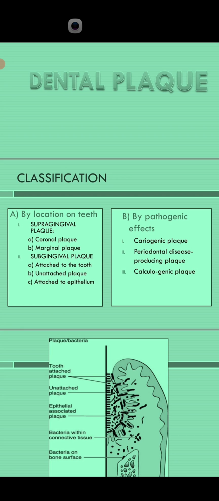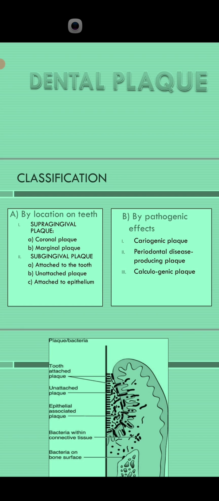Supragingival plaque is divided into two types: number one is coronal plaque and second is marginal plaque. If dental plaque is present on the crown of the tooth above the gingiva, it is known as coronal plaque. If supragingival plaque is present on the cervical margin of the tooth, it is known as marginal plaque. Now come to the subgingival plaque types. There are three types of subgingival plaque. Number one is attached to the tooth below the gingiva. Second is unattached plaque, and third is attached to epithelium. Now look at this diagram: there is a tooth with attached plaque. Next is the unattached plaque below, and next is the epithelial associated plaque. This plaque is only associated with the sulcular epithelium.